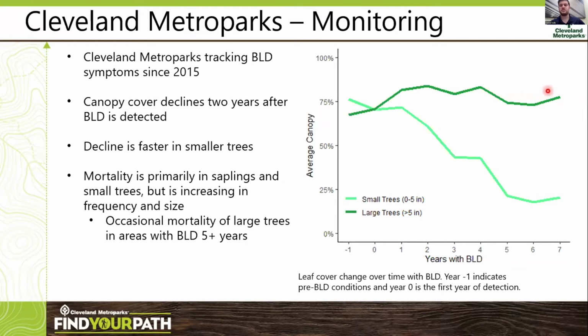Our large trees are hanging on as far as overall canopy coverage, but we do see quite a bit of decline in the overall health of the tree. There are lots of beech leaf disease symptoms, and we again are seeing mortality primarily in those saplings and small trees, but it is increasing in size and frequency, with occasional mortality of large trees, typically after 5 years or more.